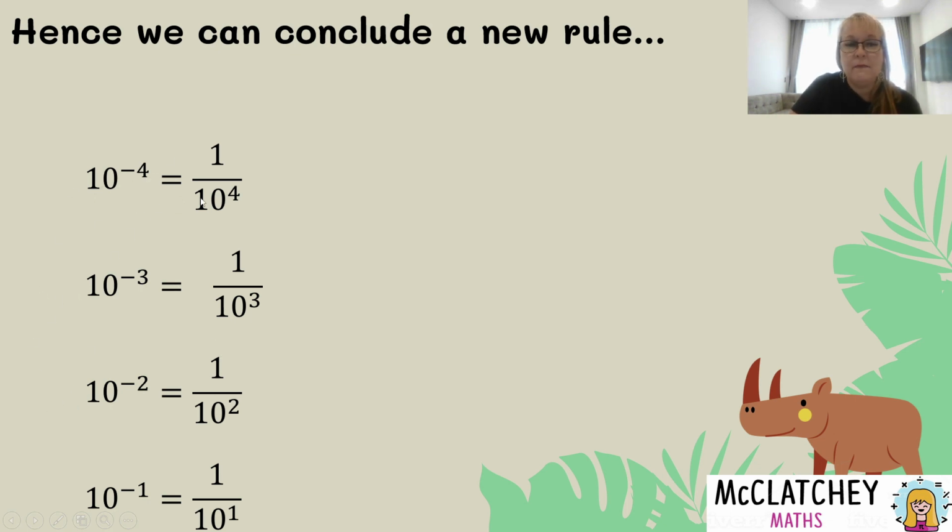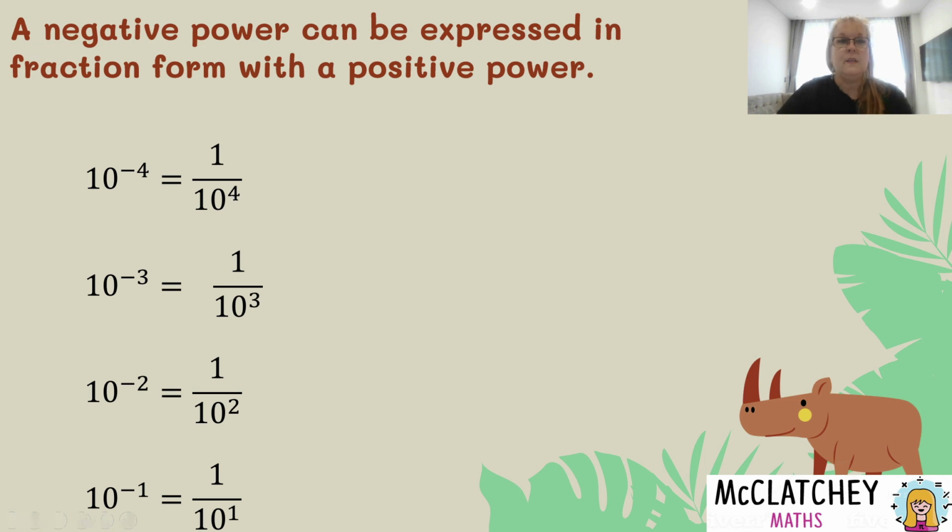You'll notice here a little bit of something. The 4 here and the 4 here are the same. The 3 and the 3 are the same. The 2 and the 2 are the same. 1 and the 1, and so on. The 10 also stays at the bottom here. So basically, you could create a rule for yourself that to express this number here as a positive power, you simply turn it into a fraction with 1 as the numerator, everything here goes to the bottom and the power changes from negative to positive. So that's one of the rules that we're going to come up with now.